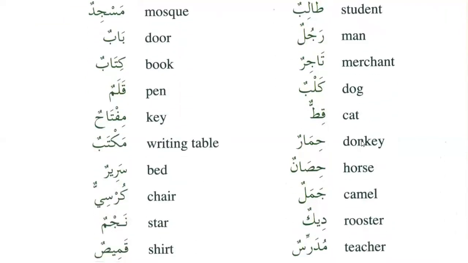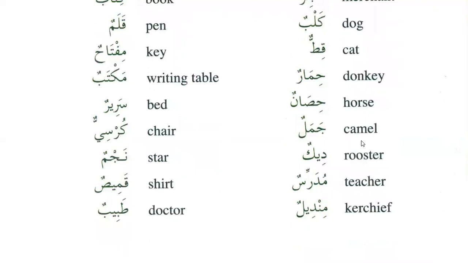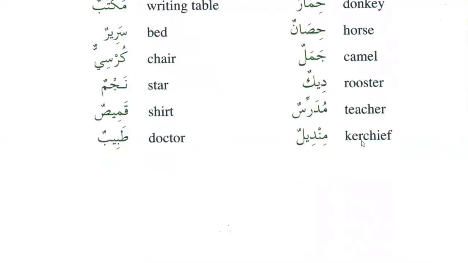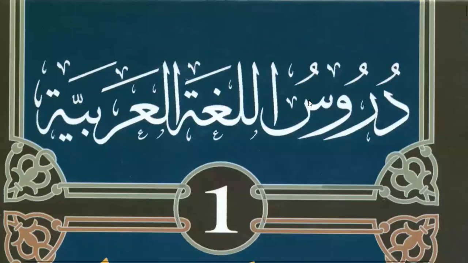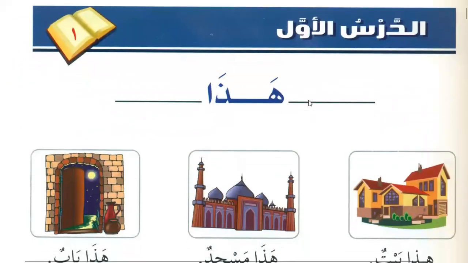Is a cat. Himar is a donkey. Hisan is a horse. Jamal is a camel. Deek is a rooster. Mudarris is teacher. And Mindil is kerchief. Mudarris, this is kasra. Yeah, Mudarris is teacher. Ad-Darsul Awwal, first lesson.